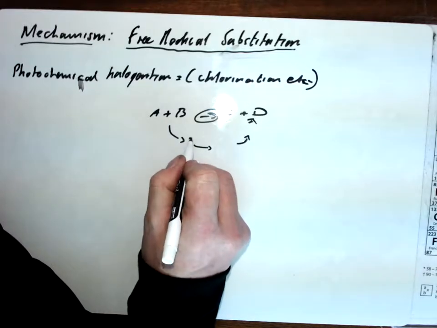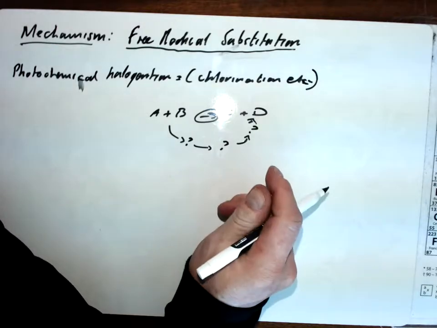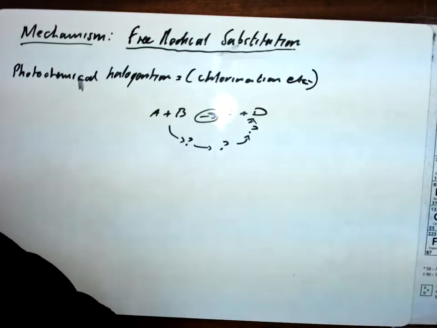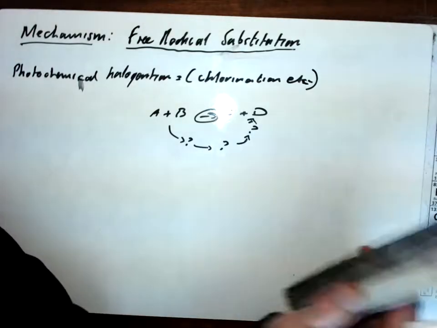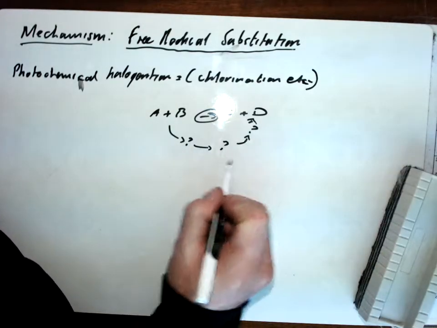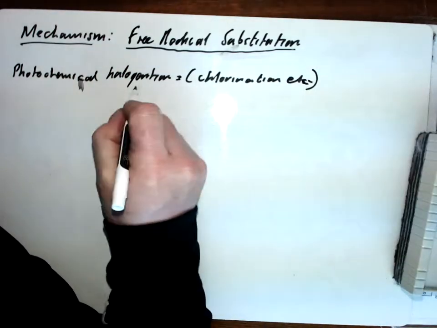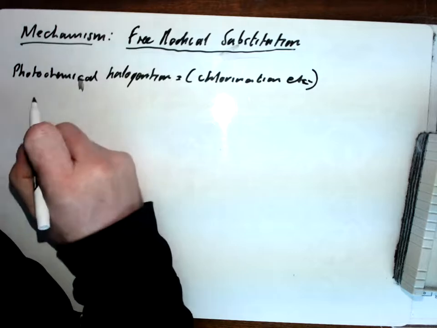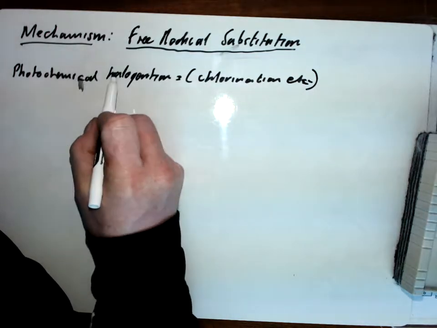So A and B just don't magically turn into C and D. They may turn into another few things based on rearrangements of electrons, electrons moving around and being lost and gained and shared with other things. So the mechanism deals with this process here. This type of reaction is called photochemical halogenation. In other words, using light to power a chemical reaction which involves halogens.